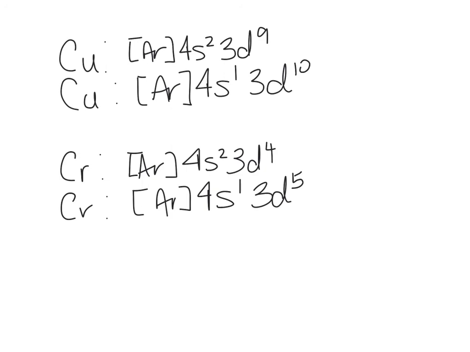It happens for every element below chromium and below copper. You will borrow from the s and put it in the d. Does that make the atom excited? No. It just borrowed. Does it make it an ion? No, because we didn't gain or lose, we just shifted them around.